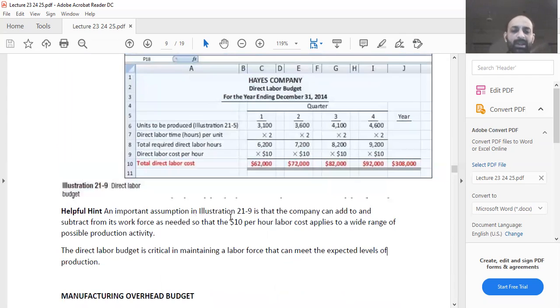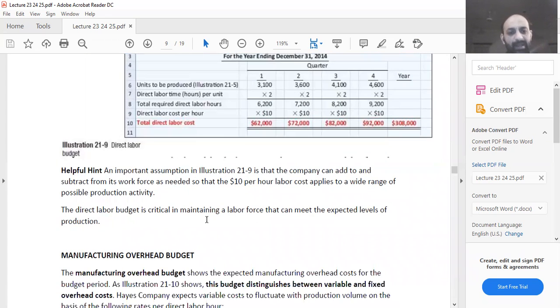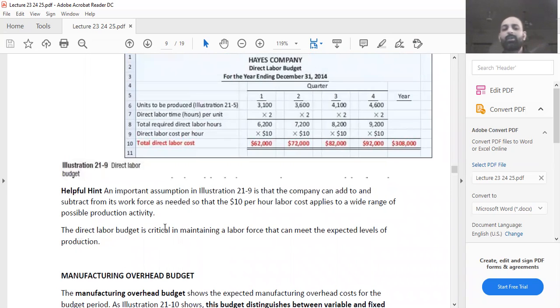An important assumption in illustration 21.9 is that the company can add to and subtract from its workforce as needed, so that the $10 per hour labor cost applies to a wide range of possible production activity. The direct labor budget is critical in maintaining a labor force that can meet the expected levels of production. So when we know the expected level of production, it is very critical to make the direct labor budget so that we should be able to prepare the labor force which can meet our requirements.